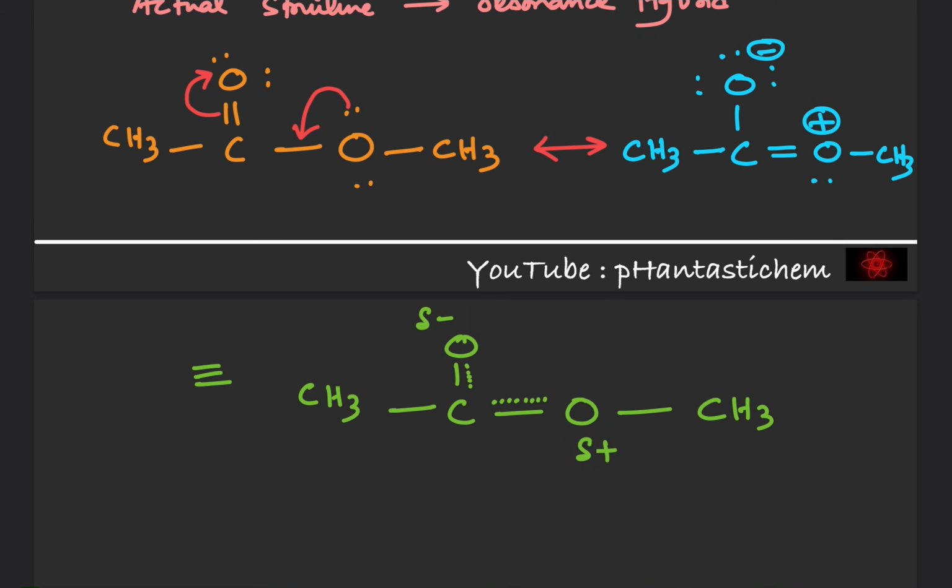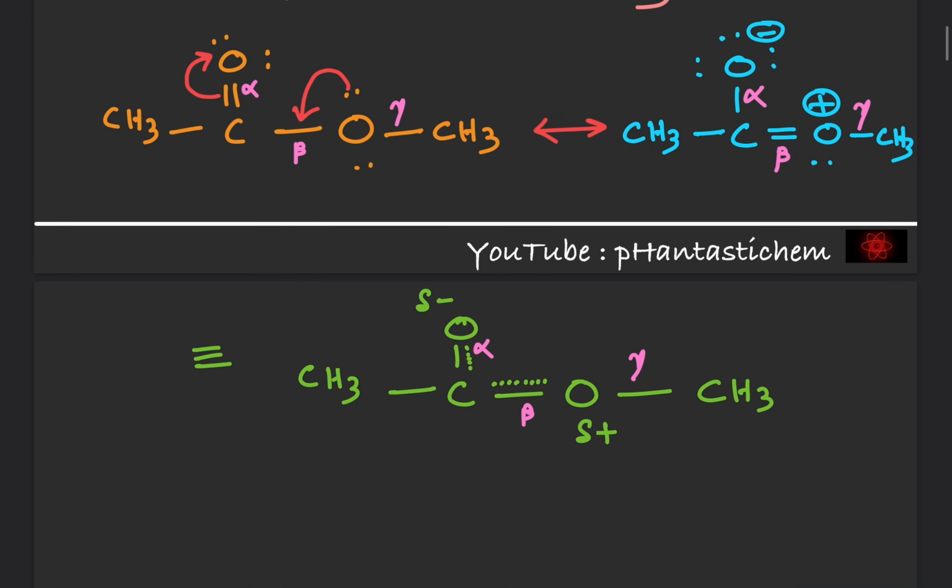Next we have to look at the bonds. In one of the resonance structures there is a pure double bond and a single bond. In the other one we have a single bond and a double bond. Therefore in the hybrid we have partial double bond character. It's in between a double and a single bond. It is neither a pure double bond nor a pure single bond. And also let us look at alpha, beta and gamma.